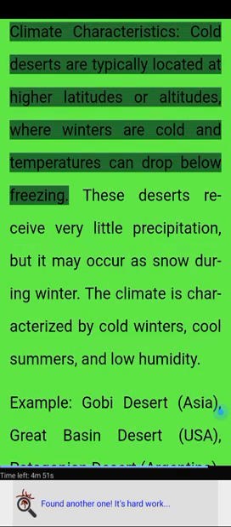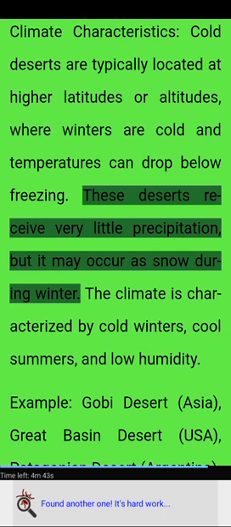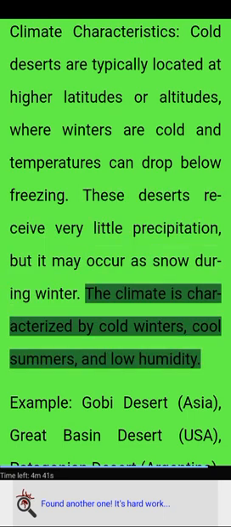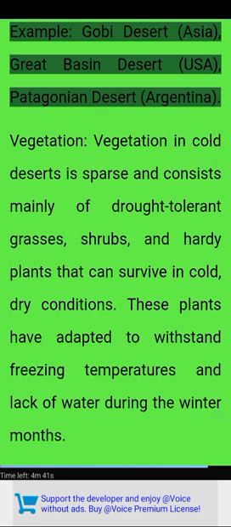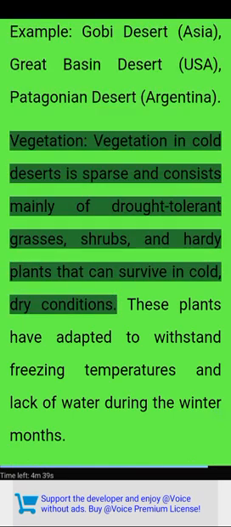B. Cold deserts. Climate characteristics. Cold deserts are typically located at higher latitudes or altitudes, where winters are cold and temperatures can drop below freezing. These deserts receive very little precipitation, but it may occur as snow during winter. The climate is characterized by cold winters, cool summers, and low humidity. Example: Gobi Desert, Asia; Great Basin Desert, USA; Patagonian Desert, Argentina.